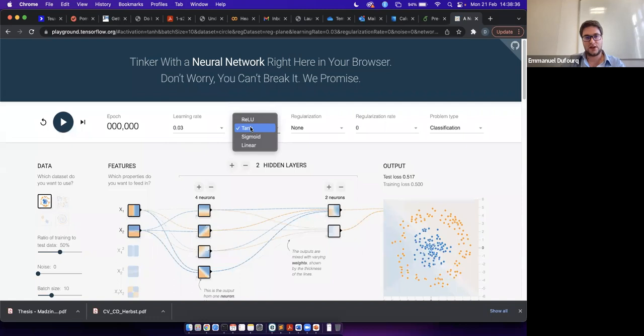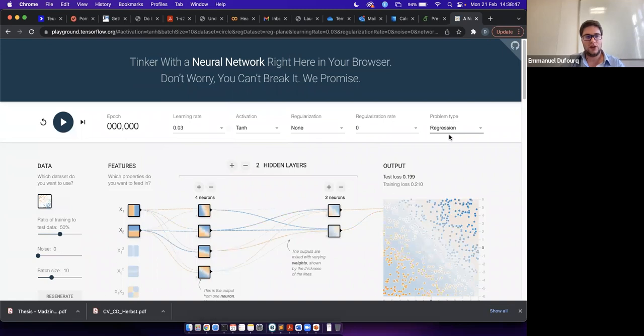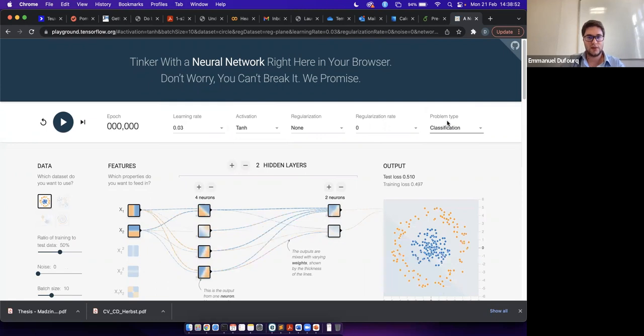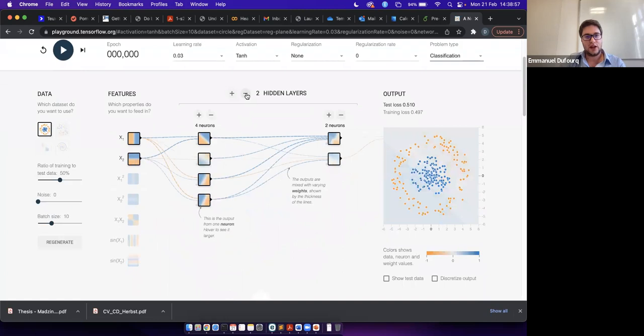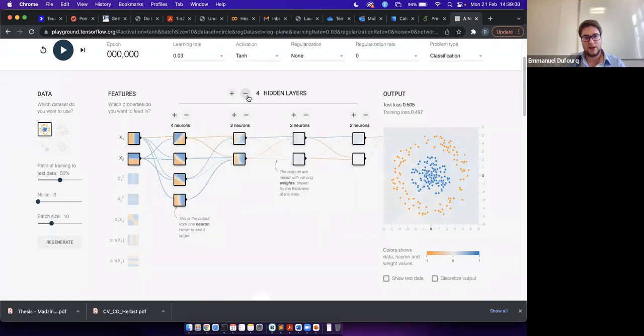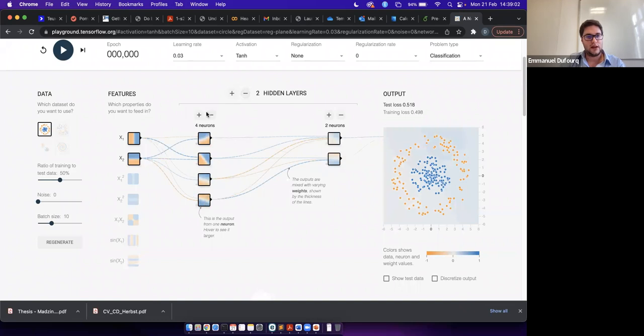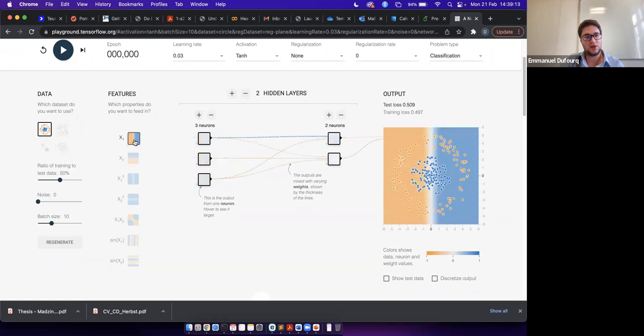You can select the activation function that you will use. Don't worry about this, we haven't explained it yet. And you can say if you want to try a regression or a classification problem. So let's say we want classification problem. Here you can add or remove hidden layers. And you can add or remove units in your hidden layers. And this is the input space. So here you can toggle what input you want.